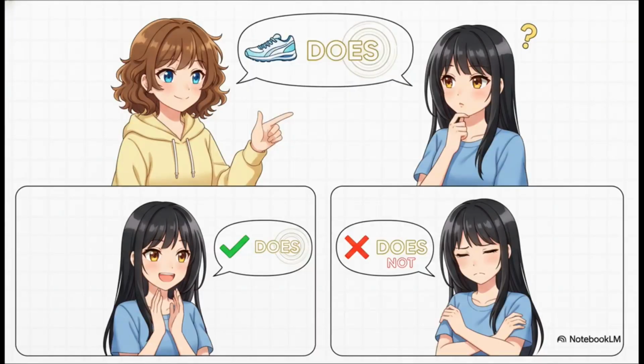And here's the really cool part, how we answer. We just use the same auxiliary verb from the question to give our short, simple answers. Do you have? Yes, I do. Or no, I don't. Does she have? Yes, she does. Or no, she doesn't. You literally just echo the auxiliary. It's so efficient and sounds completely natural.